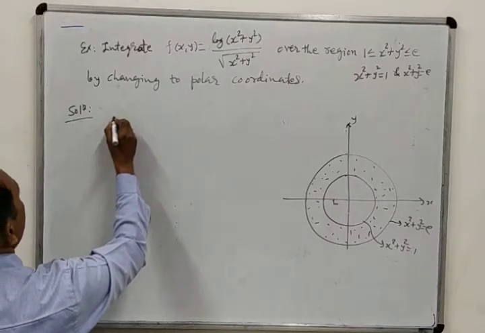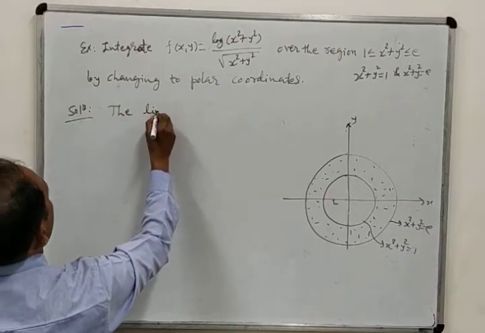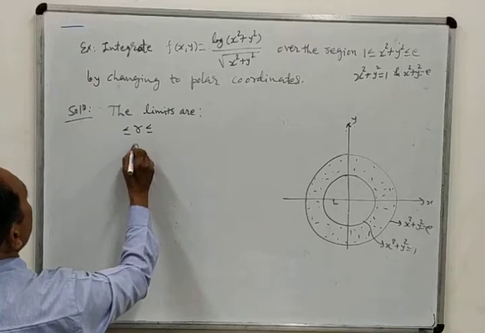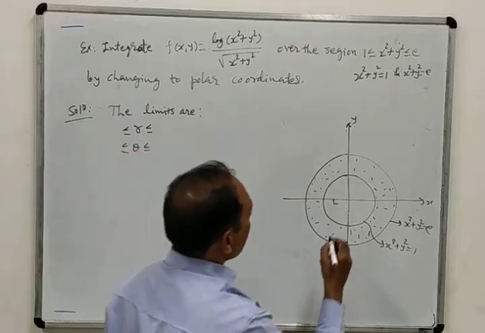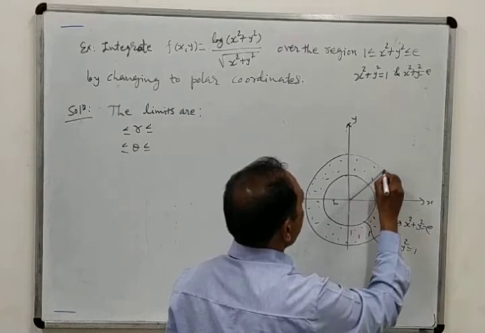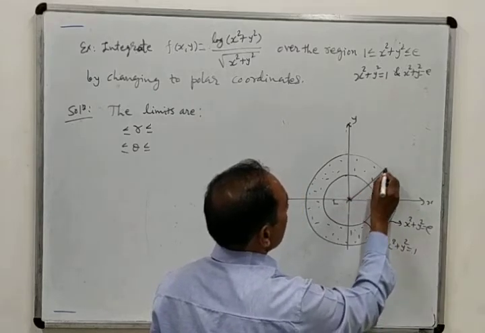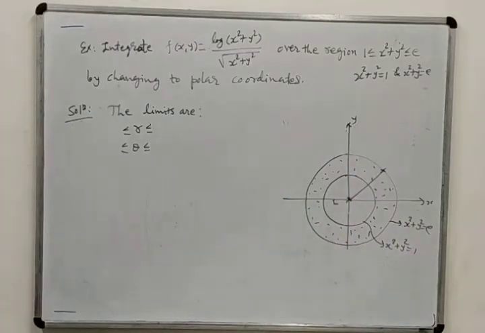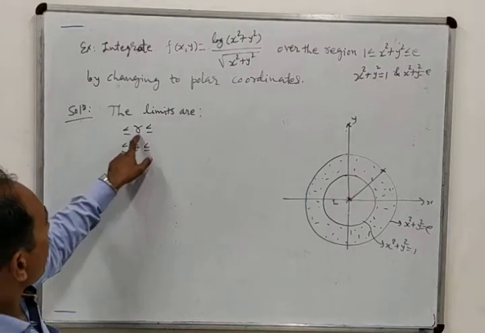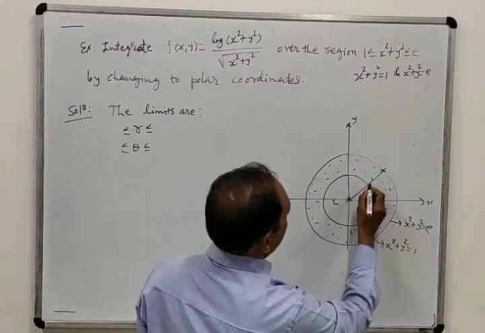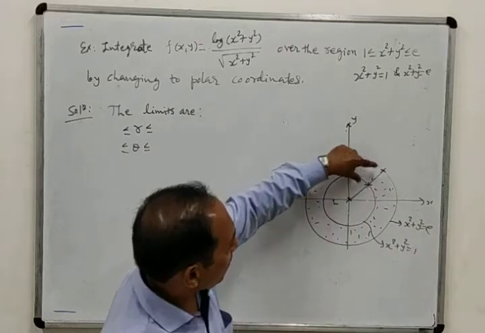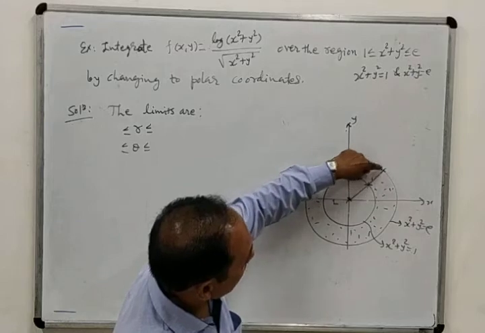Therefore, the limits are: first we will determine the limits of r, then the limits of theta. To determine the limits, we always draw an oblique line passing through the origin. This point is always fixed, and this point is moving. Now we will determine the limits of r. See this strip line. This strip line touches the region, that is the boundaries, at these two endpoints. One point is here and the second point is here.